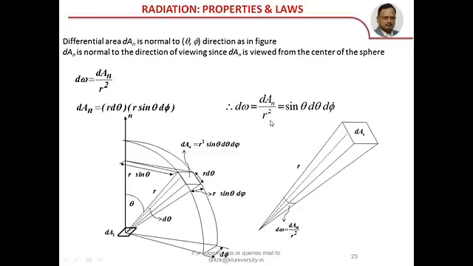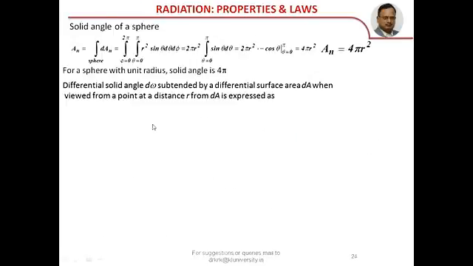And we define d omega as dAn by r square, so sine theta d theta d phi. Let us integrate and calculate the solid angle for a sphere. Theta varies from 0 to pi, and phi varies from 0 to 2 pi. And you will get An as 4 pi r square, and that divided by r square will become 4 pi. So omega, the solid angle for a sphere with unit radius r equal to 1, is 4 pi.